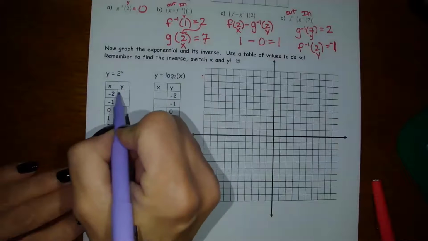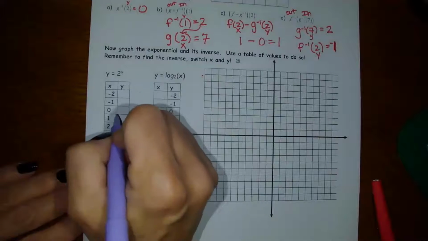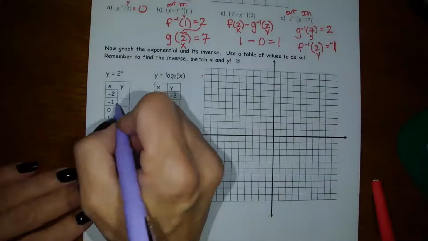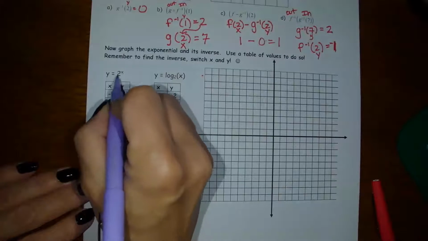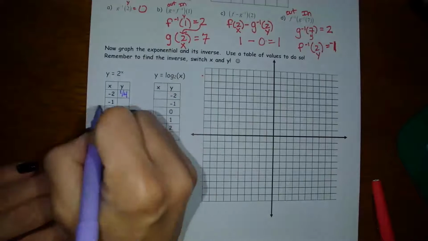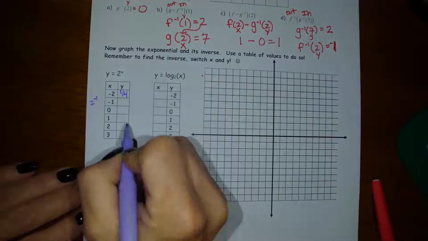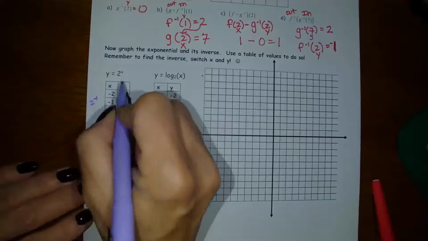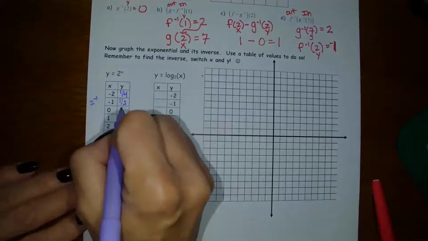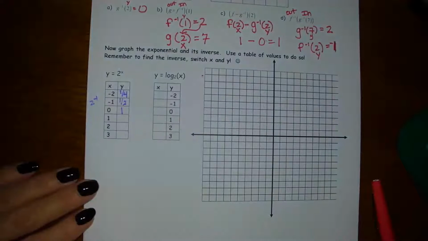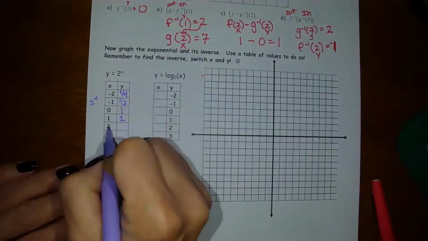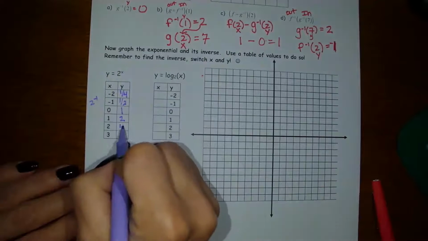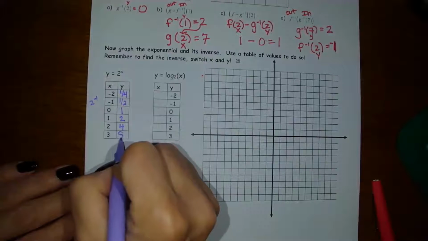2 to the -2 is what? Well, 2 squared would be 4, so 2 to the -2 would be 1 over 4. If you plug in -1, 2 to the -1 means 1 over 2. Plug in 0, 2 to the 0 is 1. Any number to the 0 is 1, except for 0. 2 to the first is 2. 2 squared is 4. 2 to the third is 8.